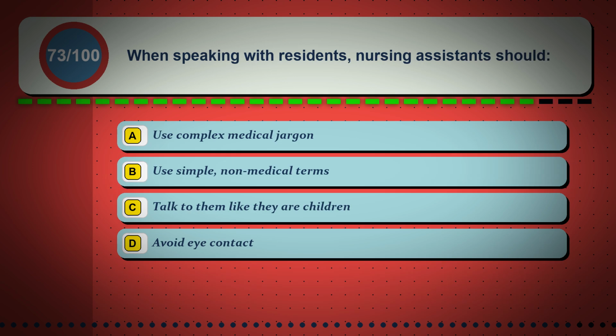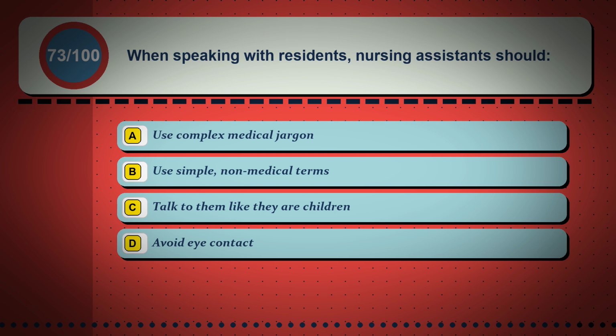Question 73. When speaking with residents, nursing assistants should: Option A, use complex medical jargon. Option B, use simple, non-medical terms. Option C, talk to them like they are children. Option D, avoid eye contact.